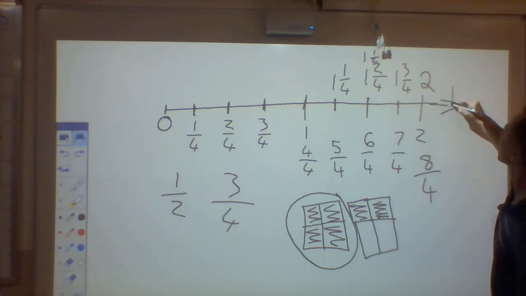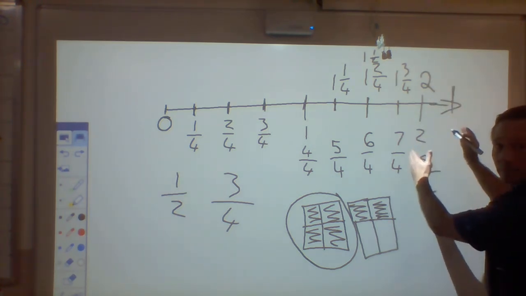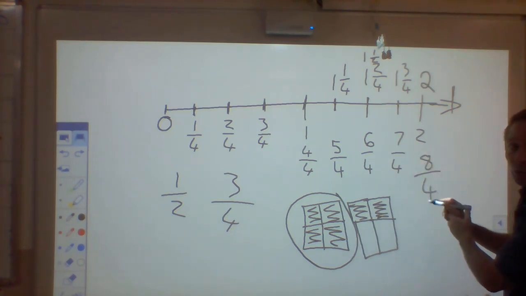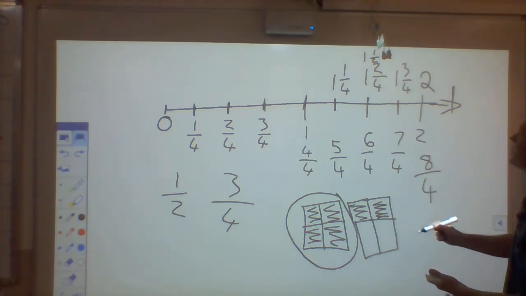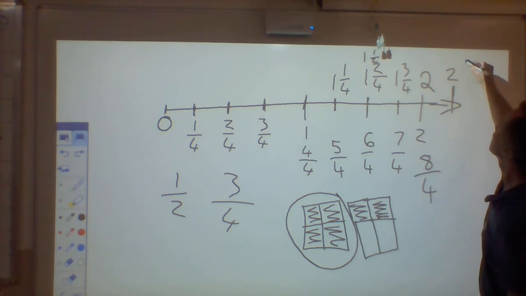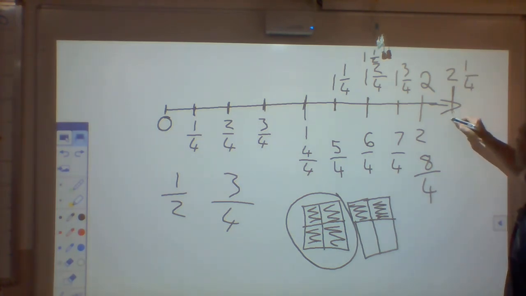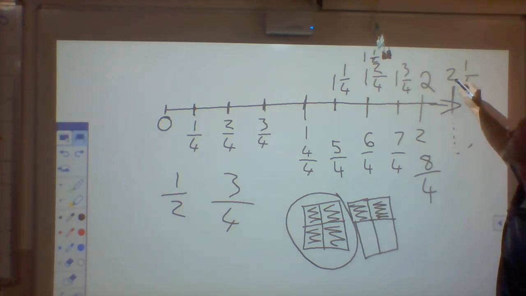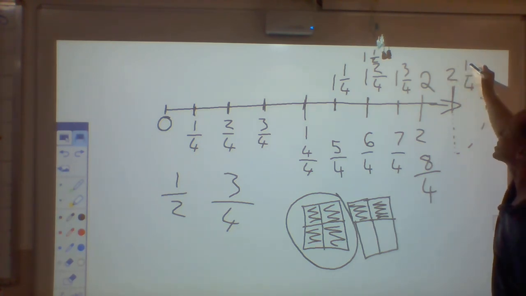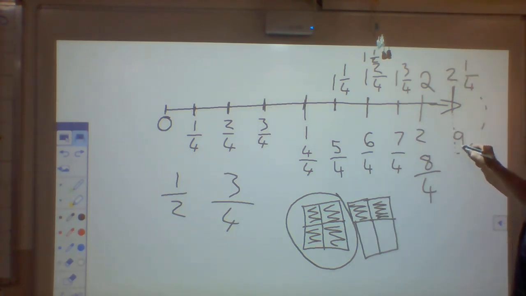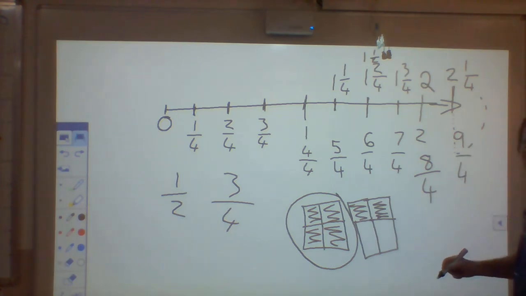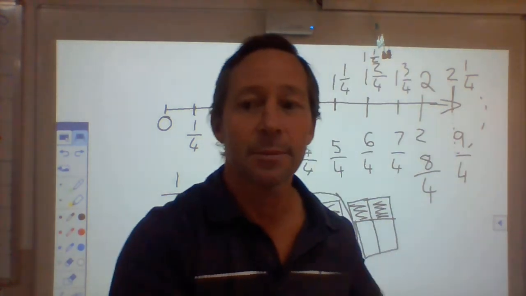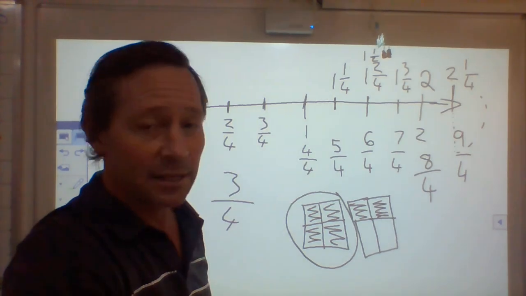What would be the next one, do you think? If there was another slice of pizza or another quarter, that would actually be two and a quarter. And again, if that was equivalent down here, I could do four times two is eight. Eight plus one would be nine. Nine fourths. So that's something you want to keep in mind. Have a go at some of those.